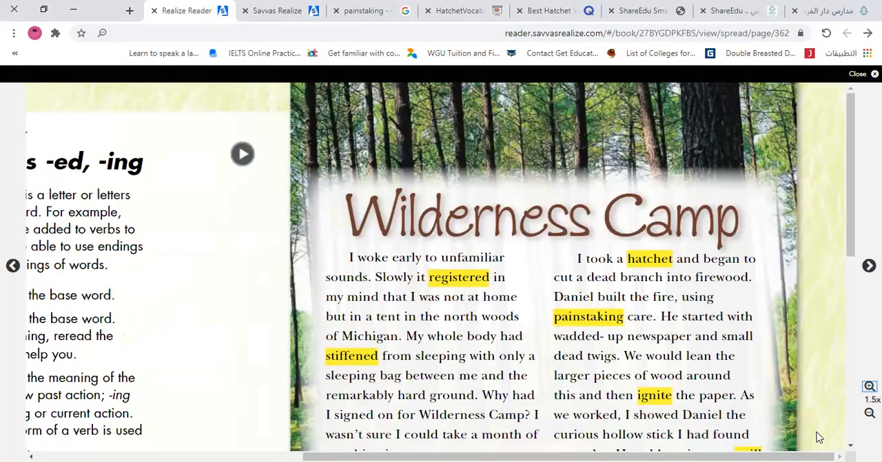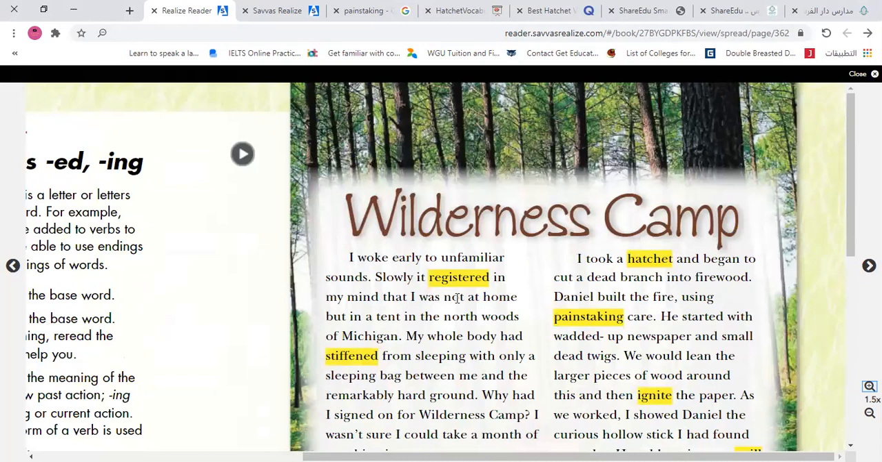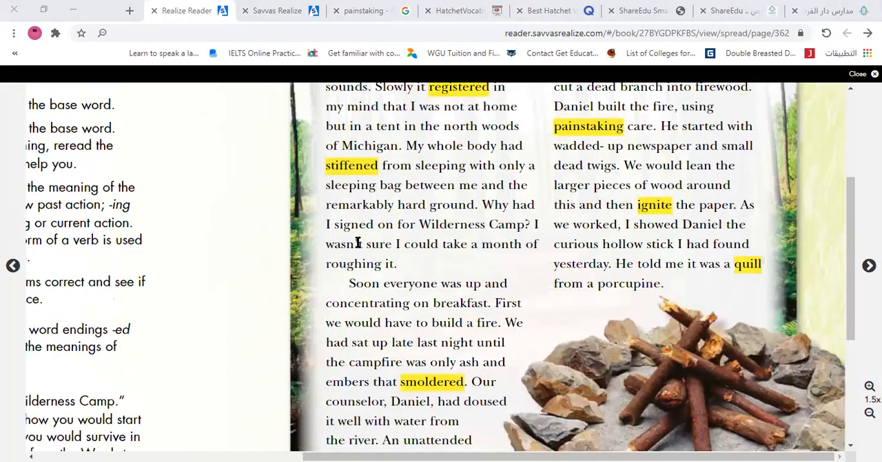Okay. So let's go to this passage right here to read it and to see all the words that we need. Okay. Wilderness camp. Who wants to read? Malak, are you here? No. Okay, I will start with Leen. Can you hear me? I can't hear you. I want you to read, sweetie.